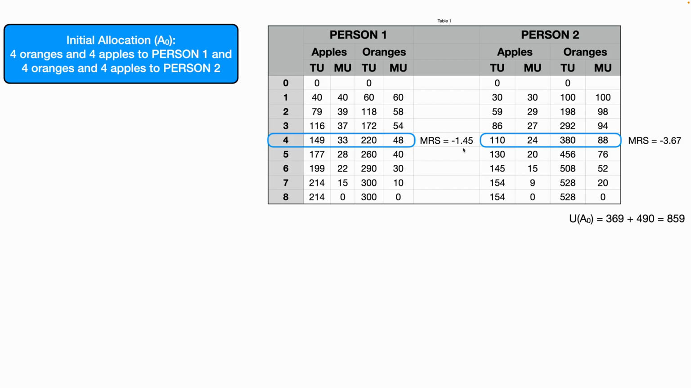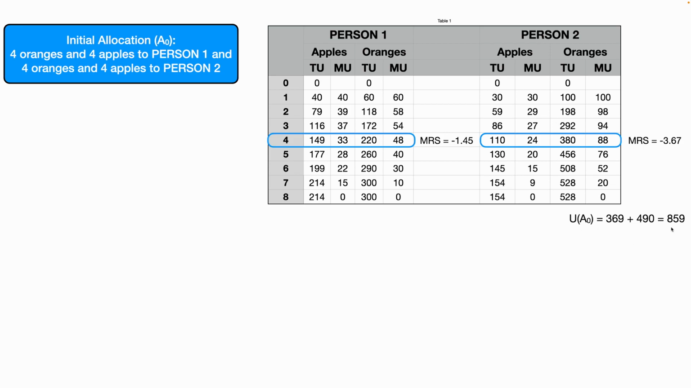For some information, we calculated the marginal rate of substitution, which is the negative of the marginal utility of oranges divided by the marginal utility of apples. So 88 divided by 24, the negative of that is negative 3.67. Same thing here, 48 divided by 33, the negative of that is negative 1.45.